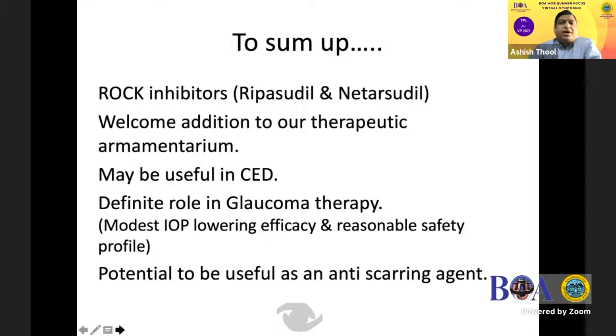So to sum up, ROCK inhibitors, both ripasudil and netarsudil, are a welcome addition to our therapeutic armamentarium, especially in relation to glaucoma. They have a definite role to play, but mainly only as an adjunct therapy. We cannot use it as a primary line of therapy or monotherapy because of the modest IOP lowering efficacy and reasonable safety profile. It does seem to have potential to be useful as an anti-scarring agent.